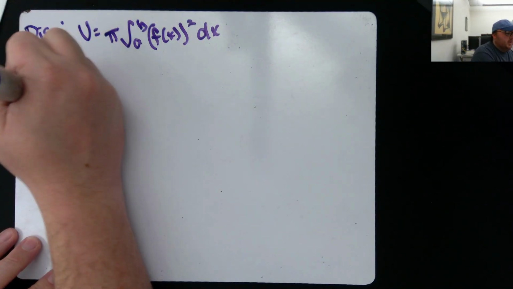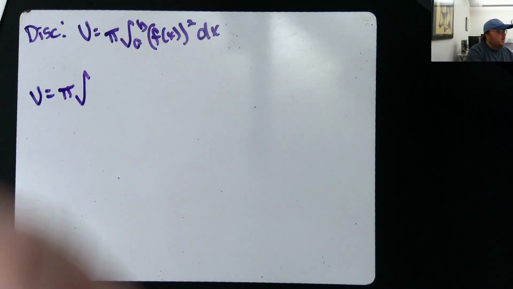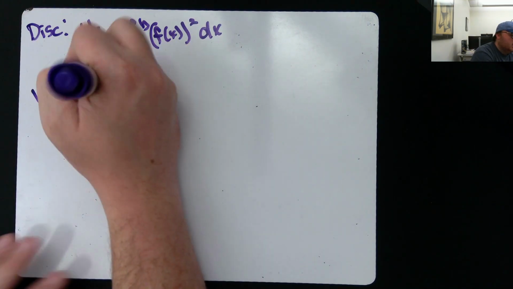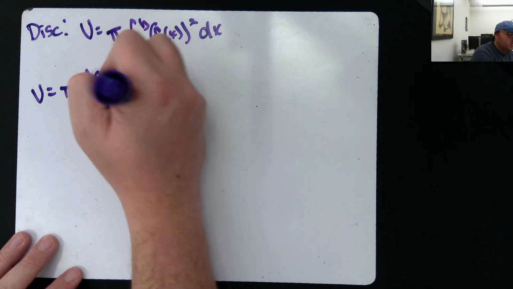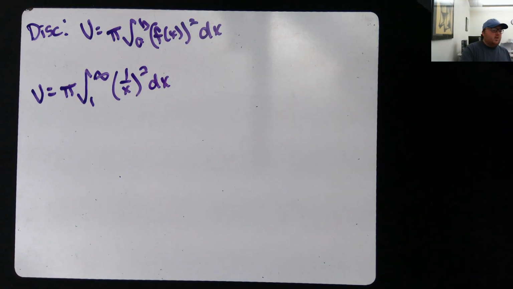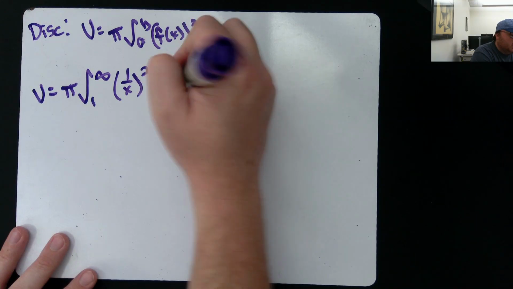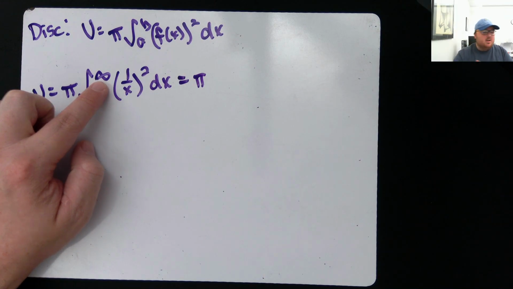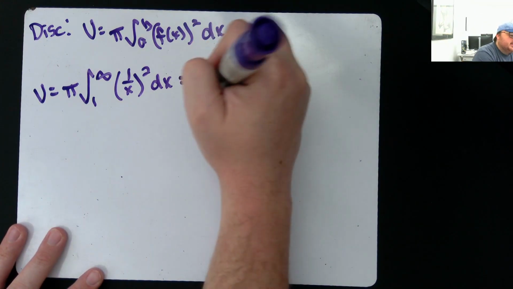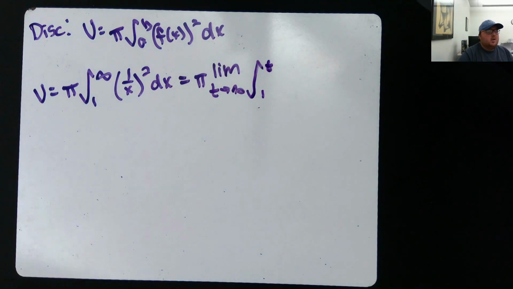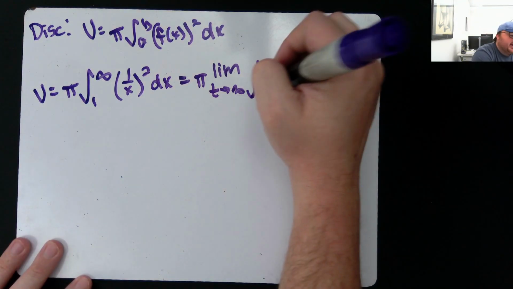So the volume is going to be equal to pi integral. My region is from 1 to infinity, and my function is 1 over x. Also remember, infinity isn't something I can plug in, so do the limit as t approaches infinity, and replace it with a t. But again, 1 over x squared is like saying x to the negative 2.